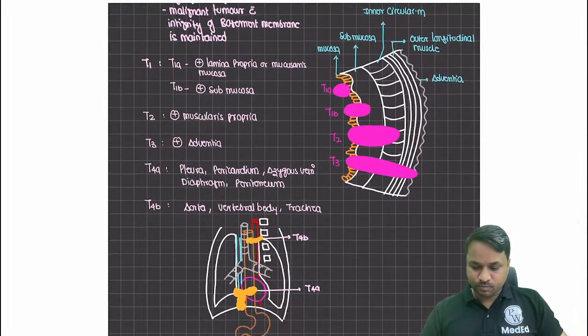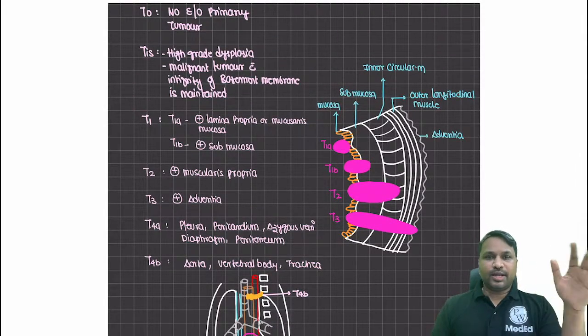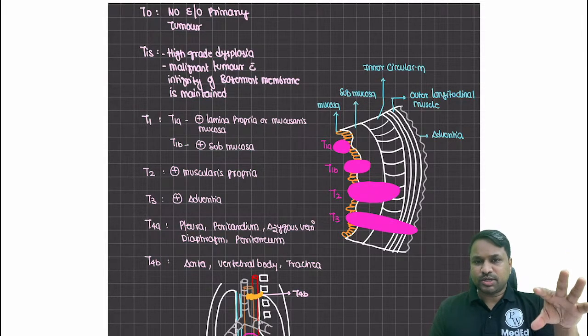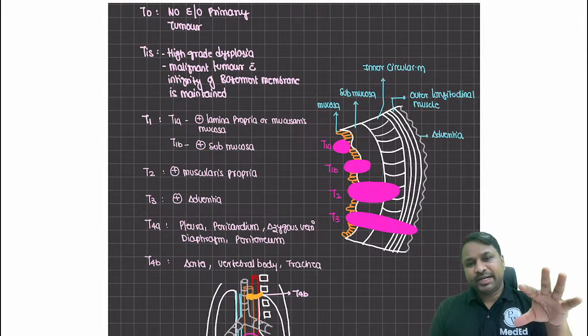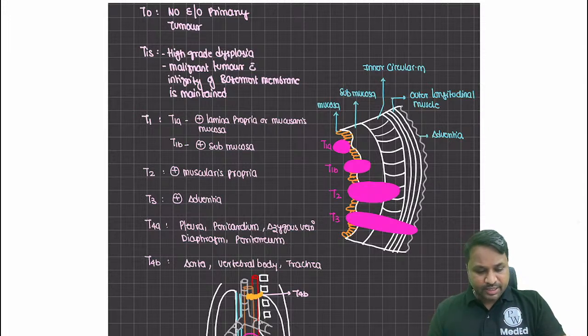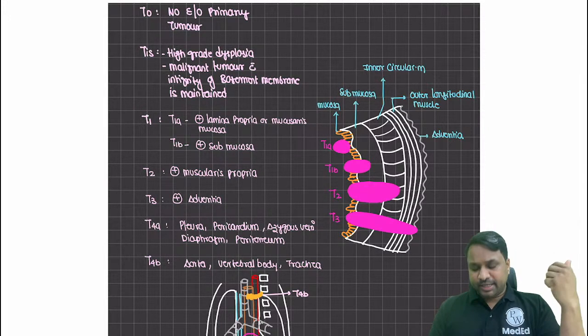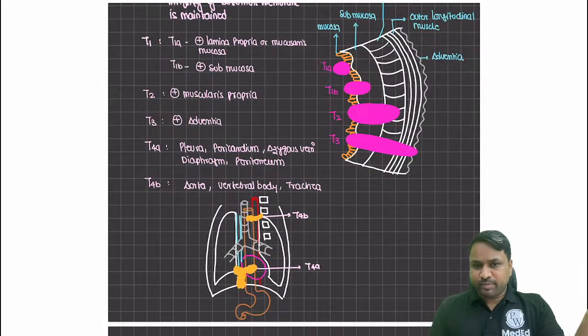Clear? Okay. So rather than try to remember it, T1A is involvement of the mucosal surfaces. T1B is involvement of submucosa. T2 is going to be muscular. T3 is adventitia. And then you have the T4A and T4B. T4A, you know how to remember it. In a T4A categorization, it is involvement of pericardium.